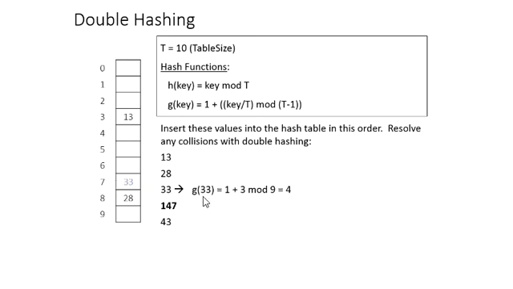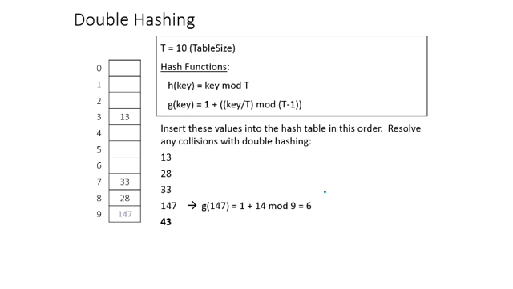What is the difference here is that we have calculated g of key. The function here is h of the key element plus i times g of key, where i is the number of collisions. Here we have the first collision, so i is 1. The g key value is 4 and the h key value is 3, so it will be equal to 7. So 33 will be stored in the 7th position.